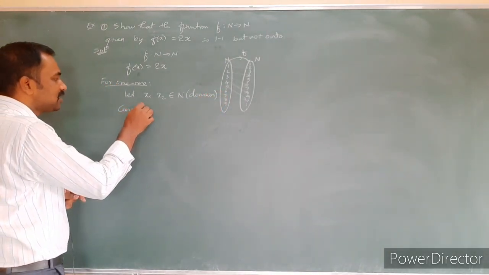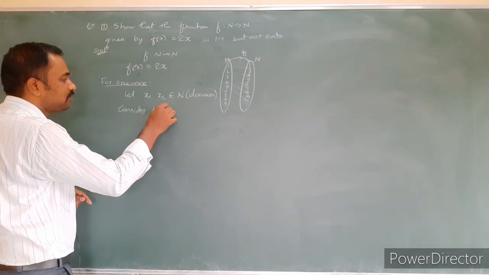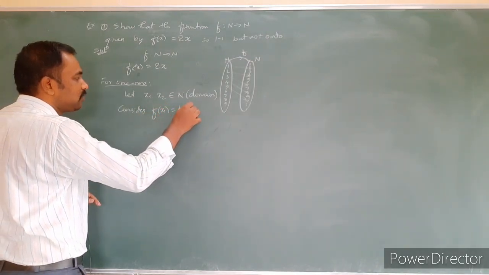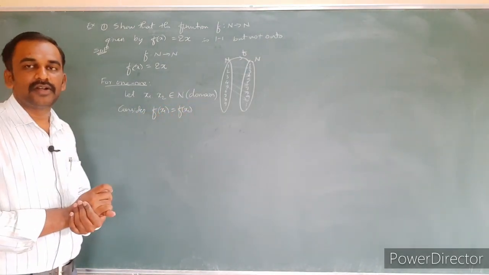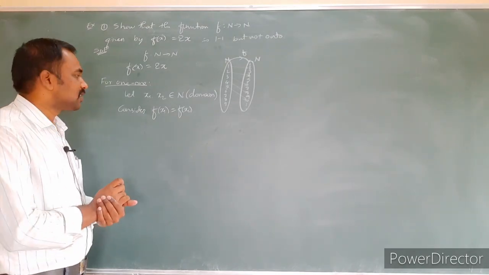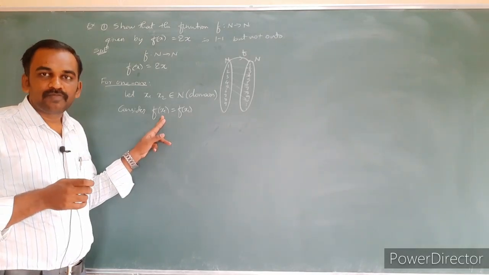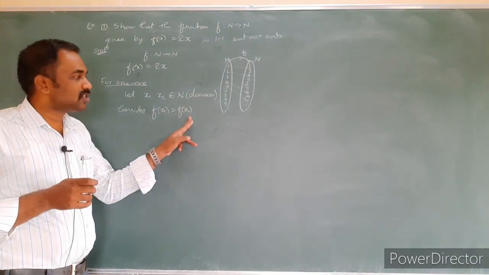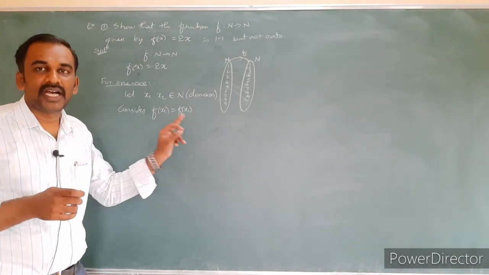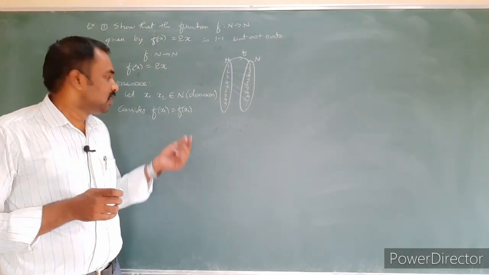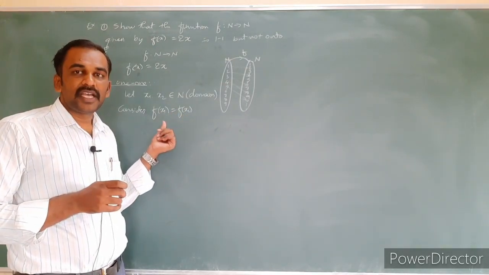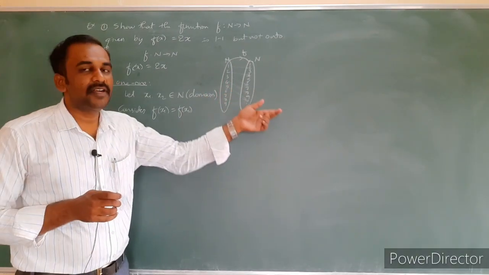After that, I just consider f of x1 is equal to f of x2. What is the meaning of this? It means the image of x1 under the function f and the image of x2 under the function f have the same image. I am just telling that different elements x1 and x2 have the same image.